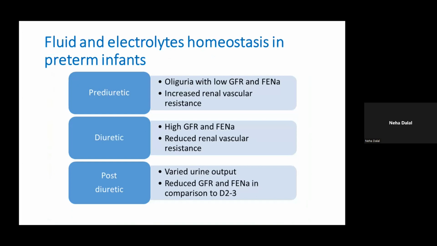So with the ongoing stages of the diuretic phase, the preterm babies in the initial first 3 to 4 days have a pre-diuretic phase, which is due to low GFR and low fractional excretion of sodium. This is probably due to renal vascular resistance, which is higher during the initial phase. But when the urine output improves, the GFR improves and FENa also increases. Further, during the post-diuretic phase, there may be variable urine output, and after day 2 to day 3, there may be reduced GFR, which further decreases the electrolyte and total body water component.